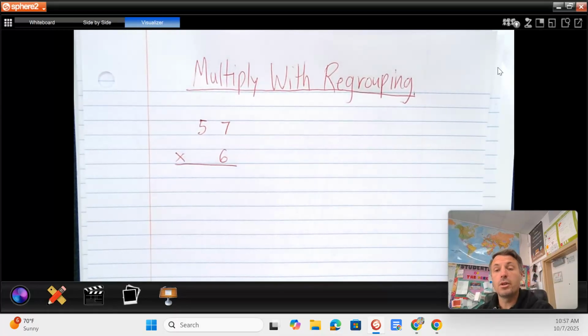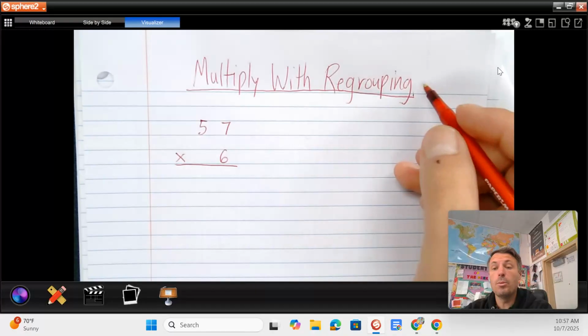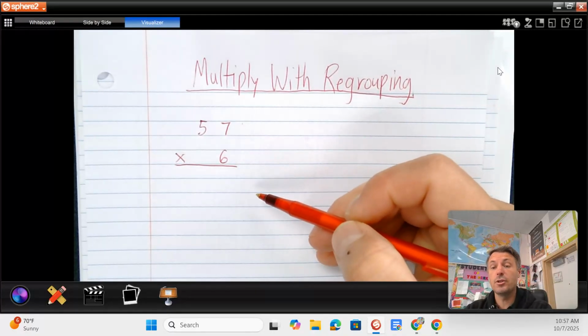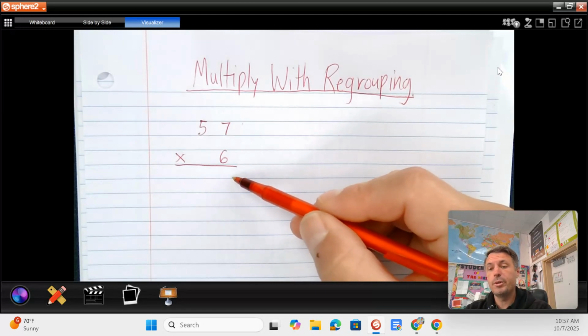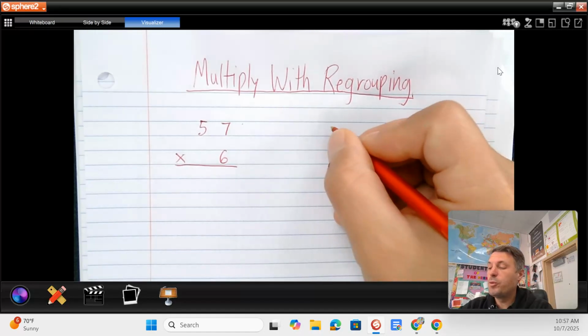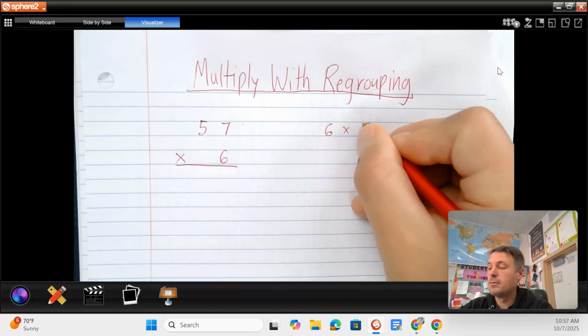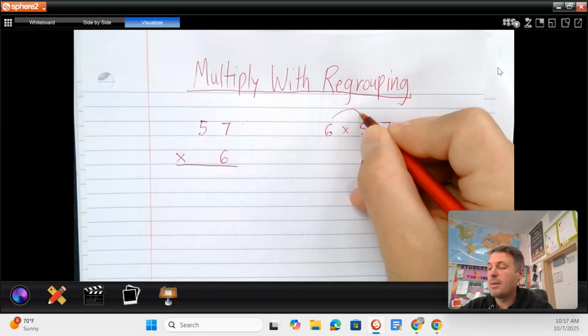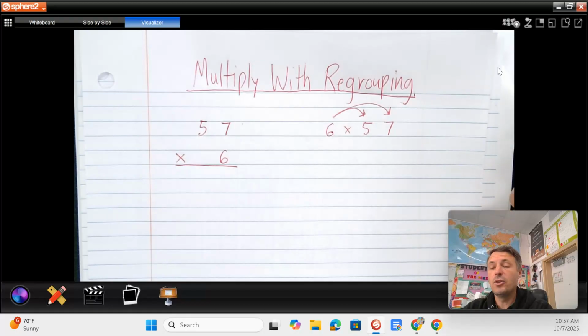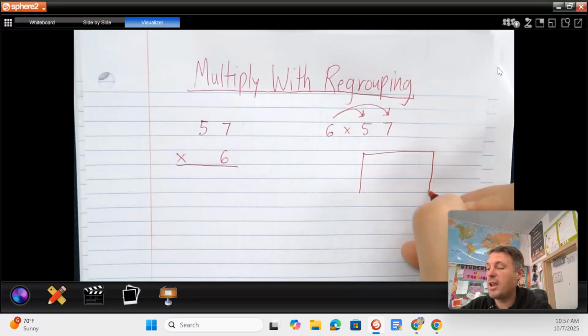First of all, a little vocabulary. Remember that when you are multiplying numbers, both numbers that you're multiplying are called factors, and the answer to a multiplication problem is called the product. Also, remember that if we did 6 times 50 first, and then 6 times 7, and then we added those two partial products together at the end, that would be called using the distributive property. And remember, I showed you that you can do that with an area model.